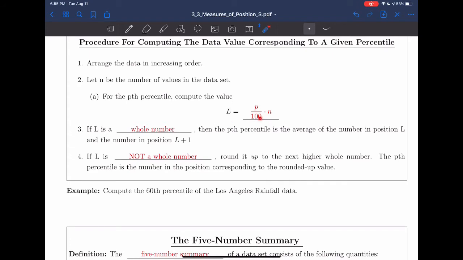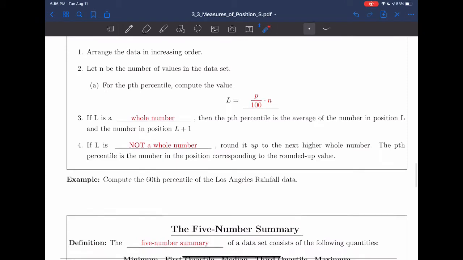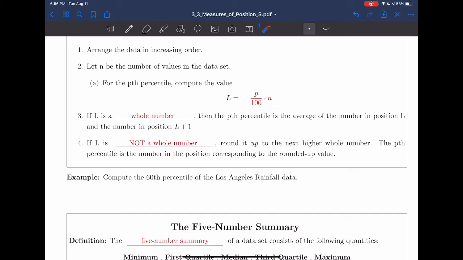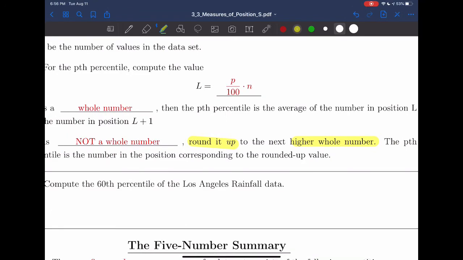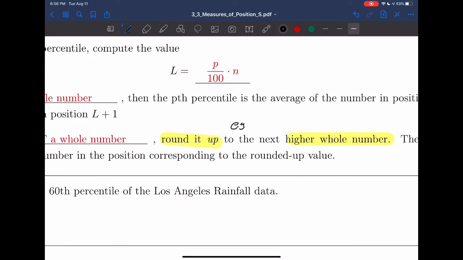If this value L is a whole number, you want to take the average of the Lth position and the L plus 1 position. If L is not a whole number, again, you want to round up to the next highest whole number, and that will be the location of where your desired percentile would be. So for example, if your L was 8.2, you always round up to the next highest whole number, which is 9.